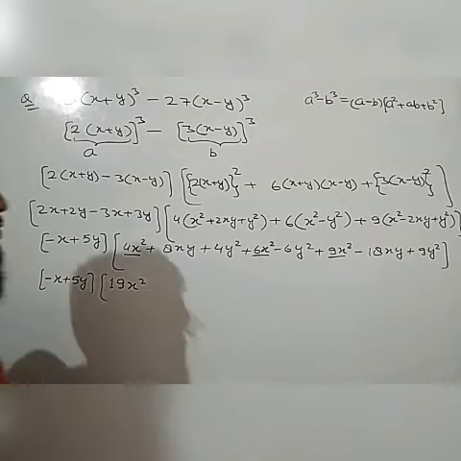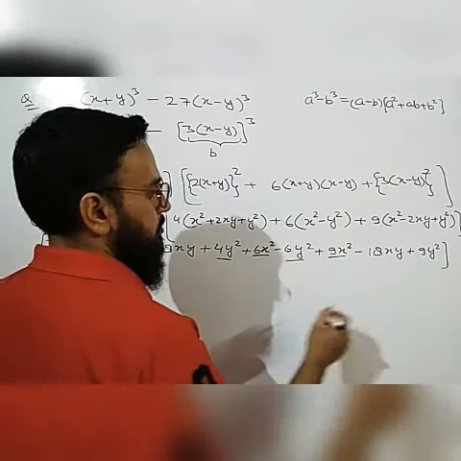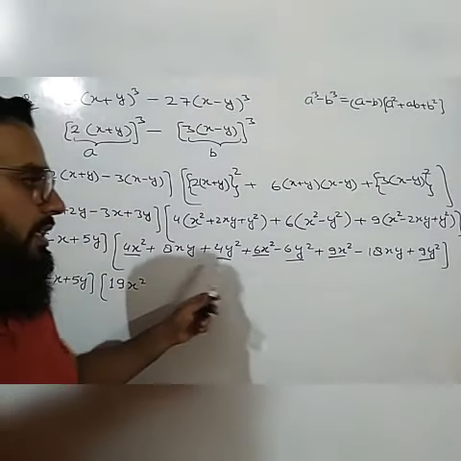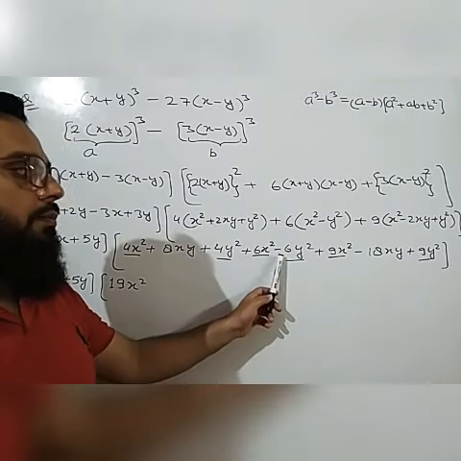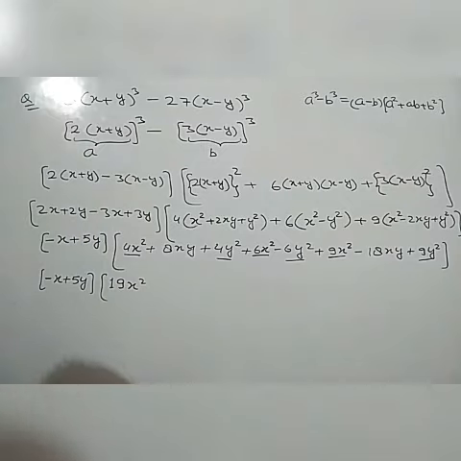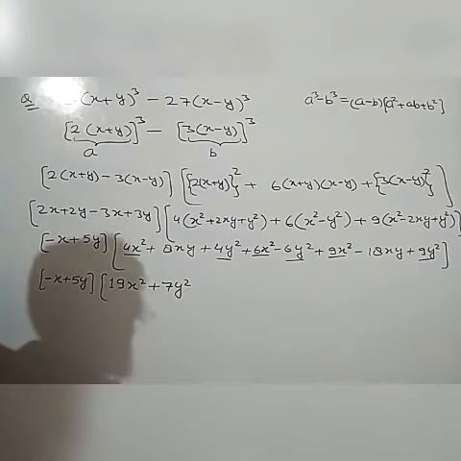Then coming to the y square terms, it is 4y square, then minus 6y square and 9y square. So 4 is positive, 9 is positive. 9 plus 4 will be 13y square minus 6y square. So 13 minus 6, that will be 7y square, with plus sign, so it will be plus 7y square.